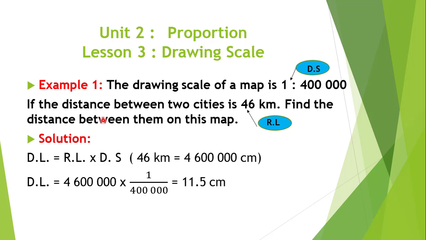Now drawing length equals real length times drawing scale. Real length here, and the drawing scale 1 over 400,000. The result will be 11.5 centimeters. Okay, so the distance between the two cities on the map is 11.5 centimeters.